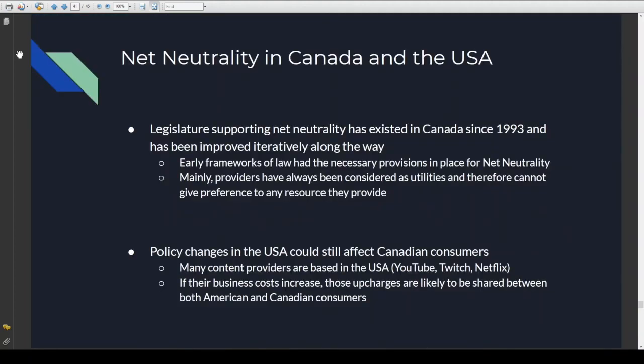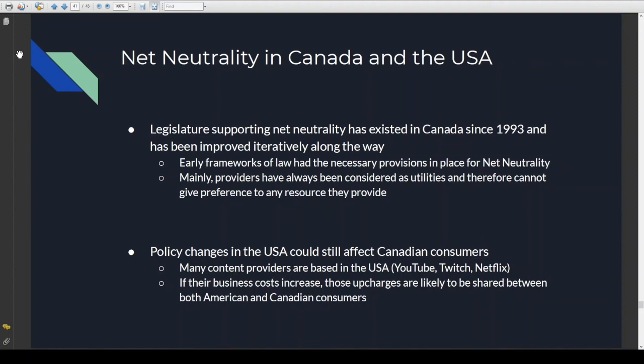Legislation supporting net neutrality has existed in Canada since 1993 and has been improved iteratively along the way. Even early frameworks of law had some of the necessary provisions in place to protect net neutrality. Mainly, providers have always been considered as utilities, and therefore could not give preference to the resources they provided.